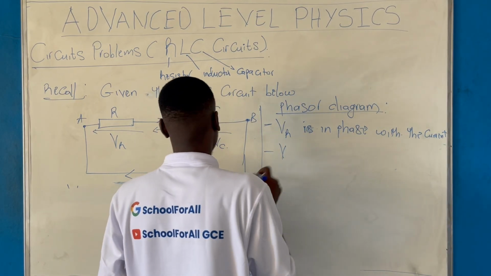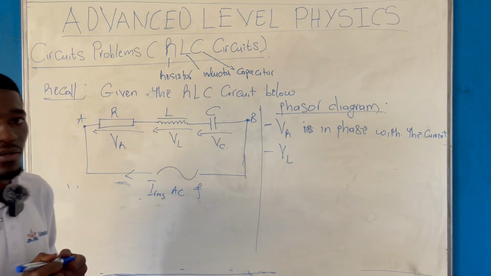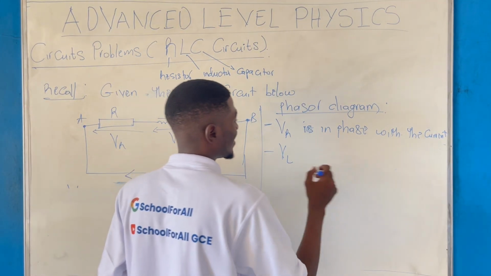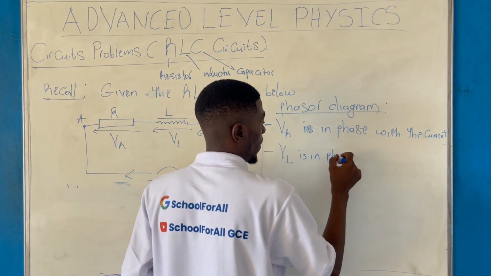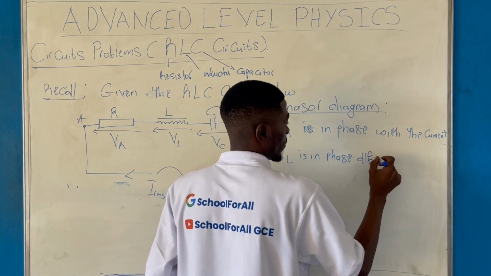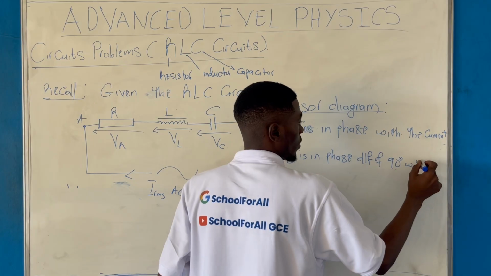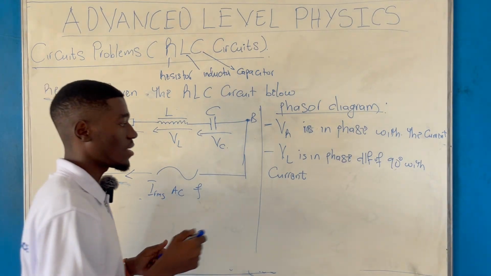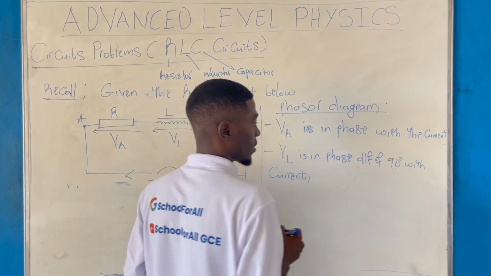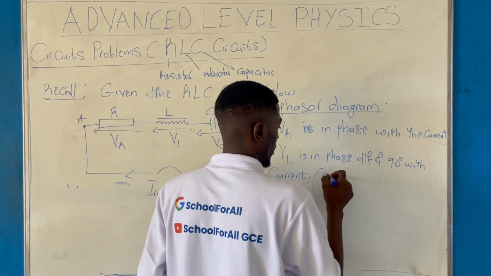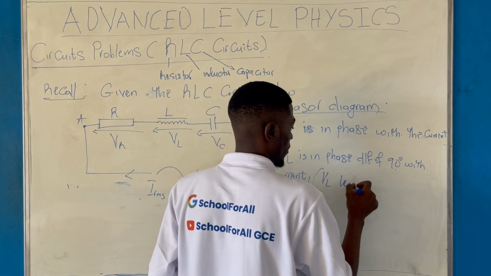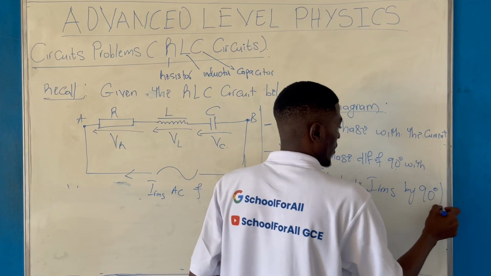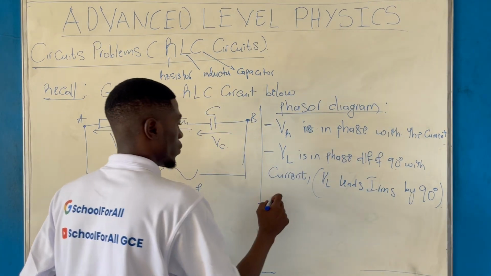But if I go now to the voltage across L, you see that the voltage across L is not in phase with the current. The voltage across the inductor has a phase difference of 90 degrees with the current. It means that it leads the current by 90 degrees. It means that VL leads I RMS by 90 degrees.